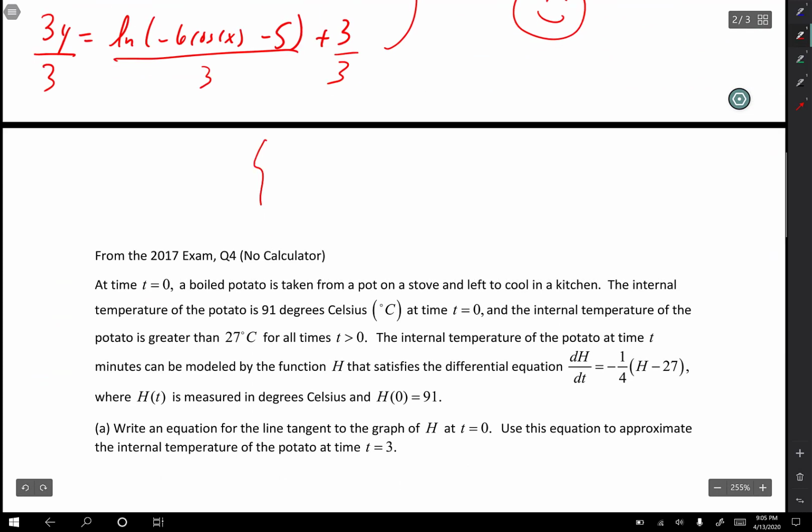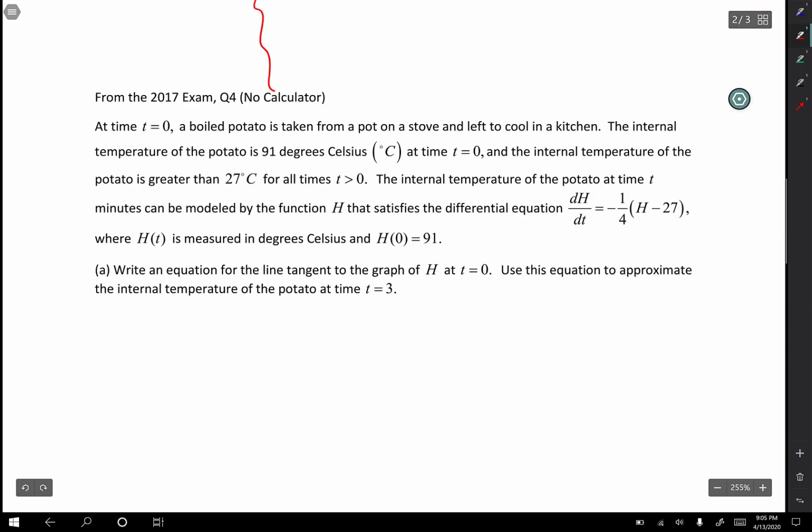Oh, that's a lot of space there. I should have... Okay, anyways.